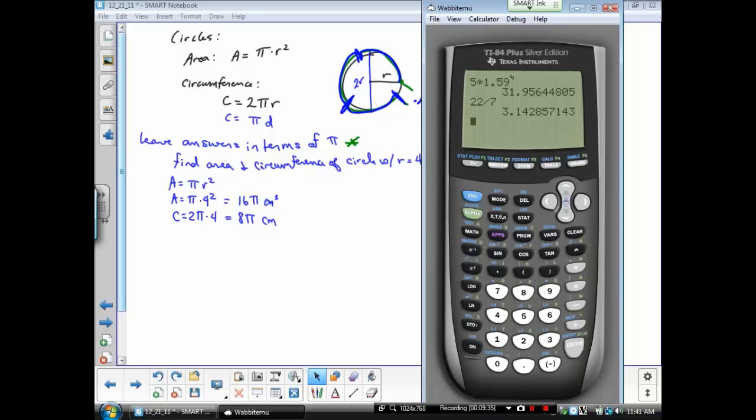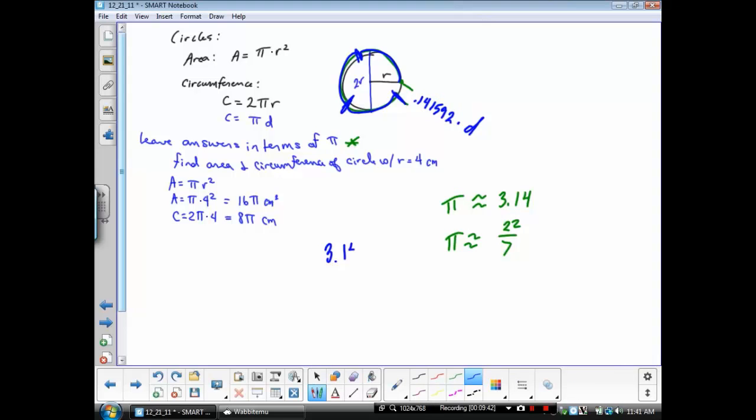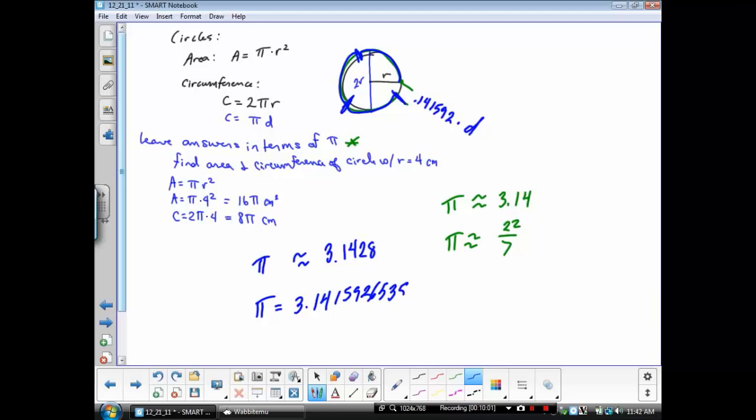3.1428. Isn't that really close to pi as well? In fact, 3.1428 is just as close to pi as 3.14 is. It's just on the other side of it. Because pi is actually 3.141592653589, right? So this is just as close to pi as 3.14 is close to pi. Both of them are kind of rounded. Both of them are correct to the nearest hundredths position.